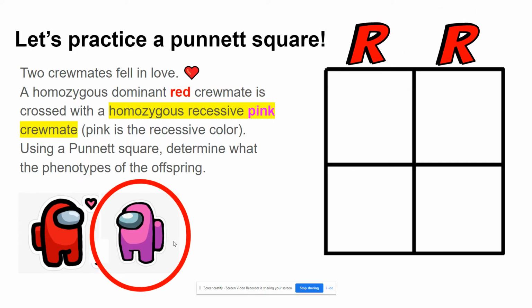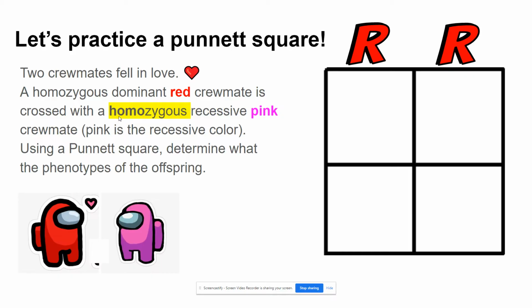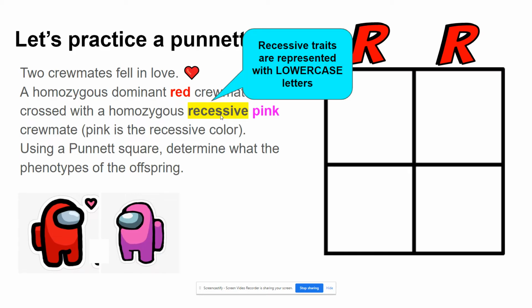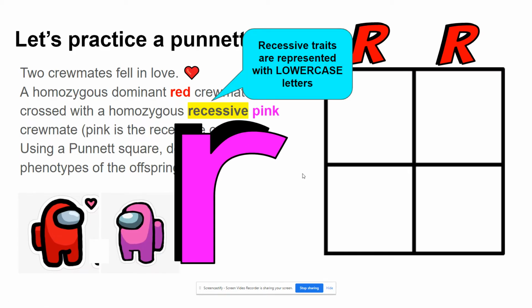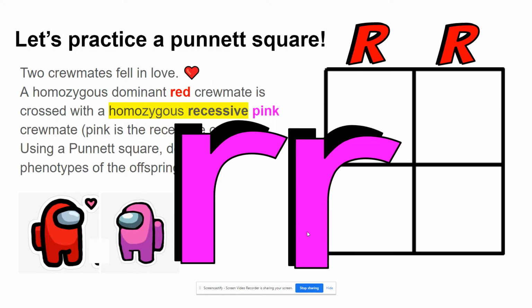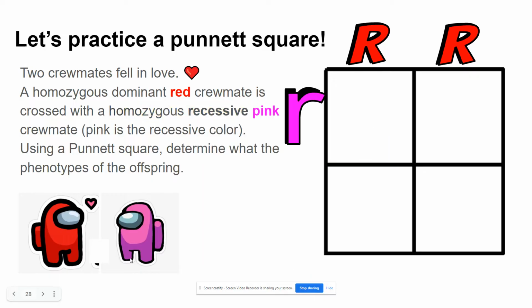The second crewmate, the pink crewmate, is homozygous recessive. Homozygous again, homo means same. We know that recessive traits are represented with lowercase letters, so we're going to use the lowercase r. Since homo means same, the alleles are going to be the same. We will have 2 lowercase r's. This is the genotype, the allele combination we use to represent the pink crewmate. Now we add it to the Punnett square also, and let's see what happens with the offspring.